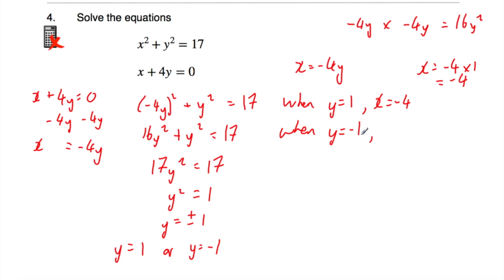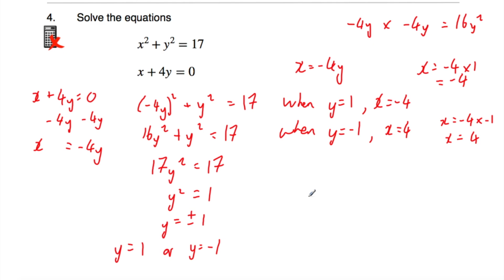Or when y is equal to minus 1, well, x is equal to minus 4 times y, and y is minus 1, so minus 4 times minus 1. A negative times a negative is a positive, and 4 times 1 is 4, so that would just be 4, so x is equal to 4. So there are solutions that whenever y is equal to 1, x is equal to negative 4, and whenever y is equal to negative 1, x is equal to 4.